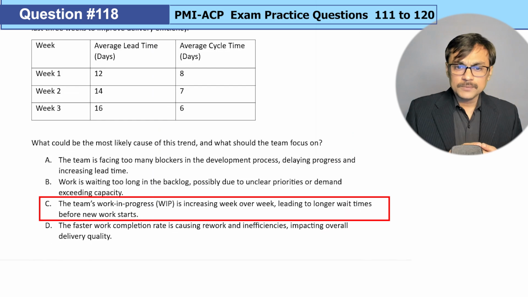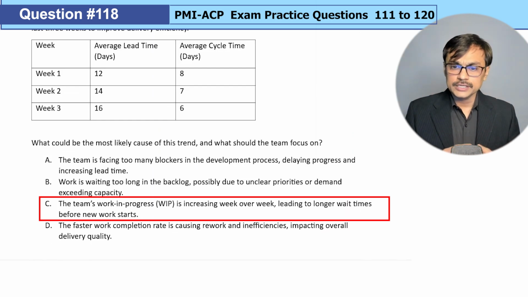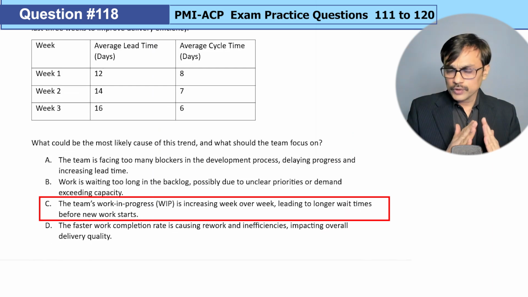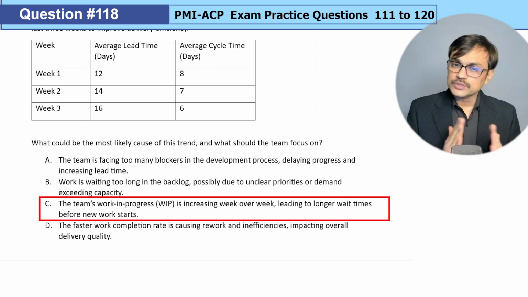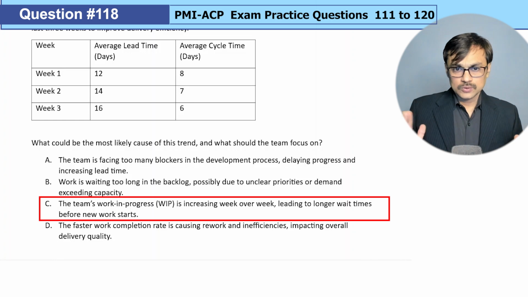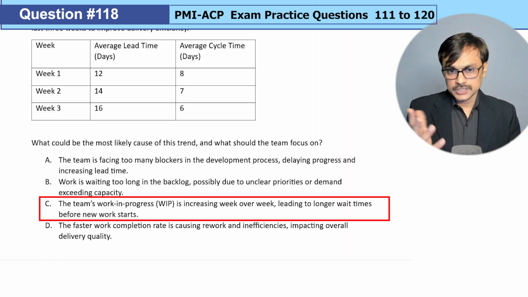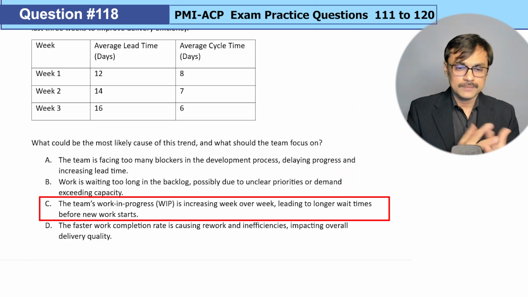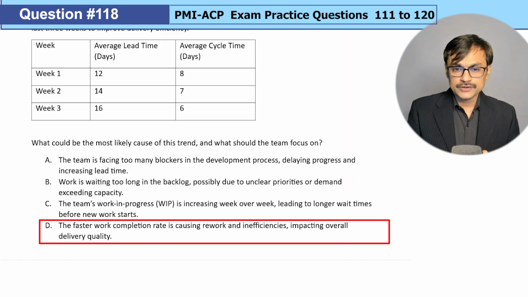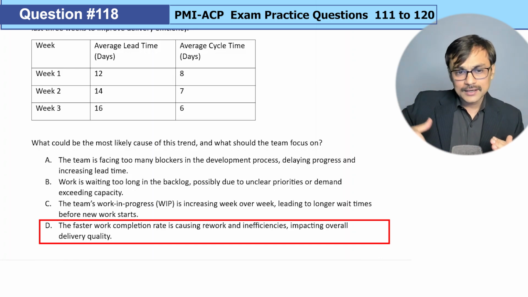Option C, the team work in progress is increasing week over week, leading to longer wait time before new work starts. If your work in progress increases, most likely your cycle time will also increase. So we don't see a clear justification of increasing work in progress, because it should be leading to an increase in cycle time as well. Option D, the faster work completion rate is causing rework and inefficiency, impacting overall delivery quality. Can be possible, but which is again going as a B.